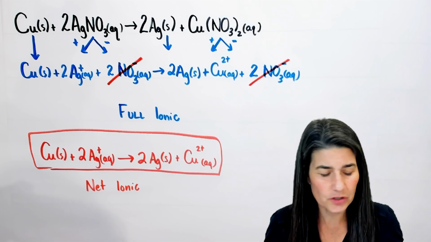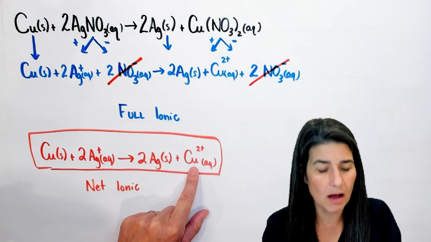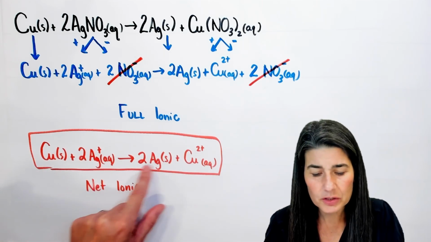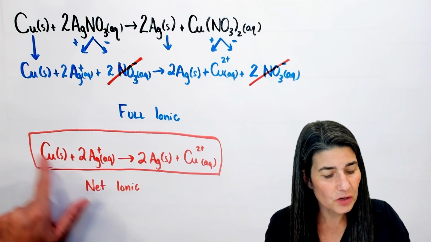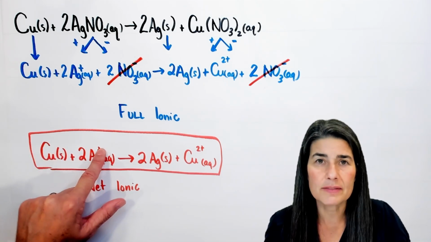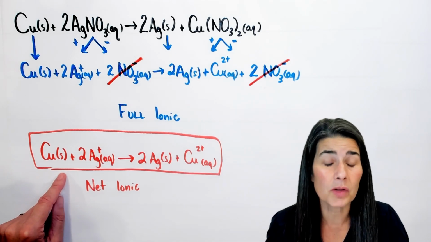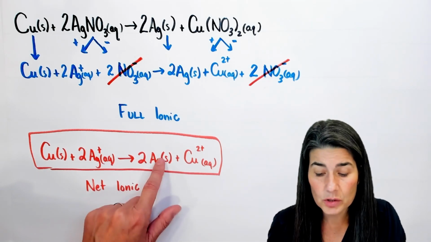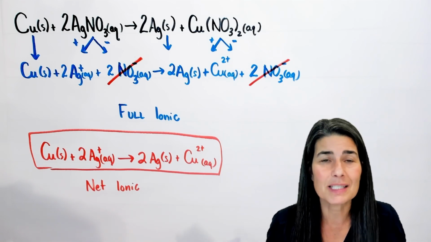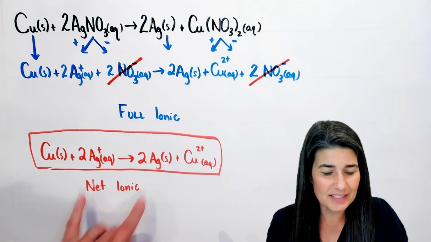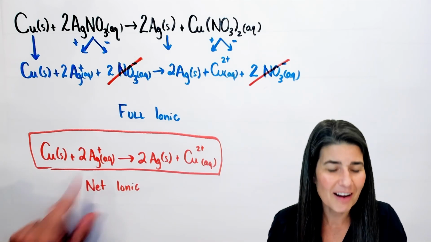Atoms and charge. 1 copper, 1 copper. 2 silvers, 2 silvers. We're good on the atoms. Overall, I have a neutral and 2 positives. That's a +2 on the left. I have a neutral and a +2 on the right. We're also balanced by charge. So there is the net ionic between copper and silver.